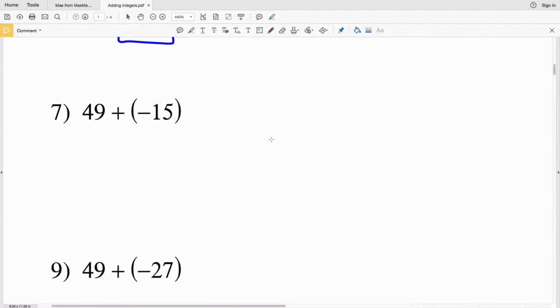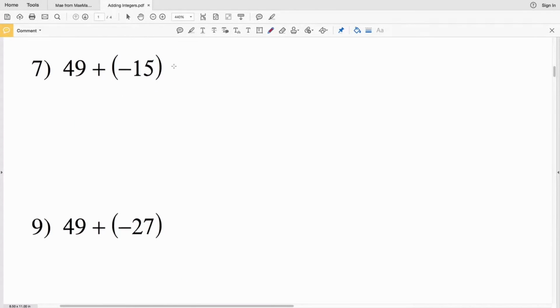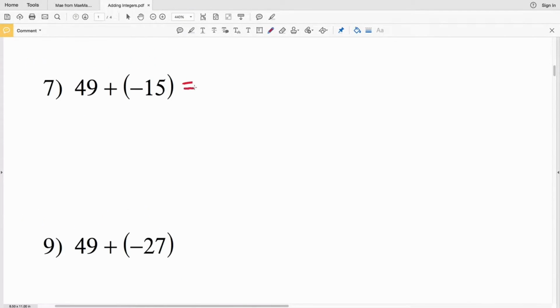For 7, we can do the same thing. We can rewrite this as 49 minus 15. Because we know we're going 15 to the left, so we're subtracting that 15. 49 minus 15 is going to give us a positive 34.